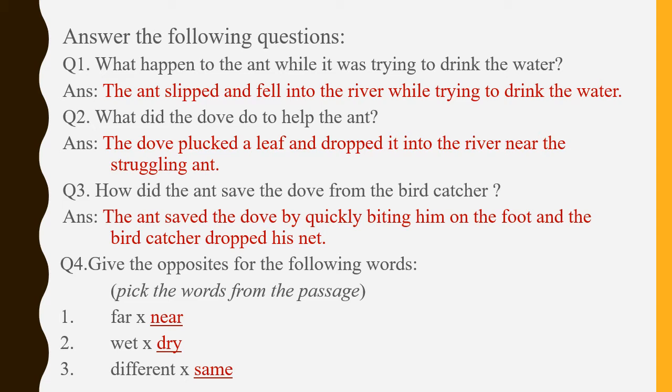Answer the following questions. Question number 1. What happened to the ant while it was trying to drink the water? The answer is, the ant slipped and fell into the river while trying to drink the water. Did you get that correct? Very good.